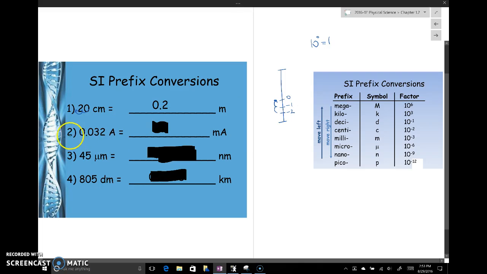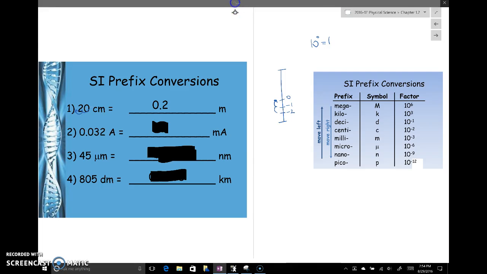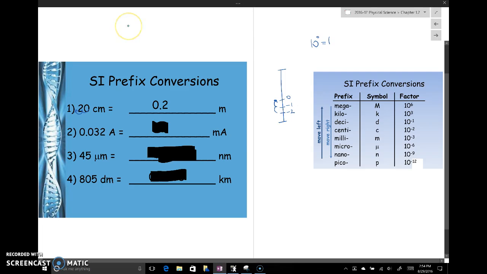Let's try this second one. You guys pause the video, try that one out. Okay, so we're going from amps to milliamps. Amps is the base unit, that's going to be up here. And then we're going to milli. So we're going to a smaller unit, which means we're going to move to the right.